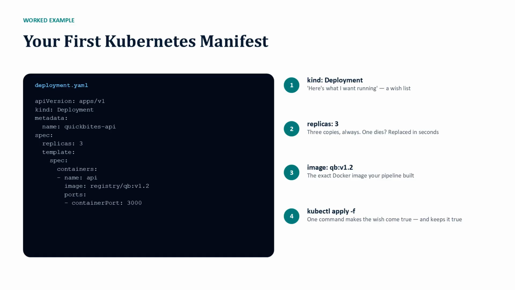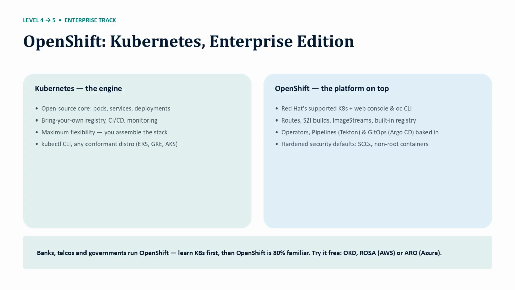If a server crashes at 2 in the morning and takes one of your 3 copies with it, Kubernetes notices within seconds and starts a replacement. No pager, no human. Want to handle Diwali traffic? Change replicas from 3 to 10 and apply again. Want to release version 1.3? Change the image line, and Kubernetes rolls it out copy by copy with 0 downtime. Declare, apply, relax.